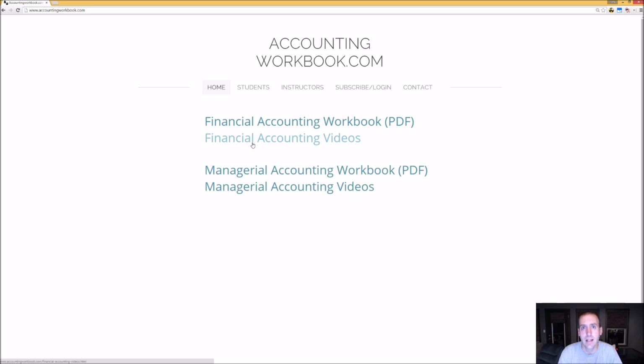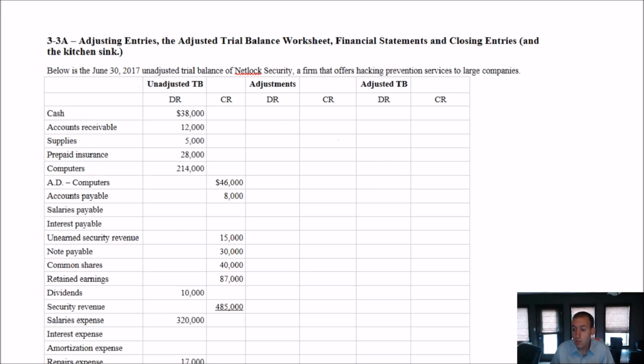All right, let's begin our problem. Let's go through problem 3-3A. This will certainly be a multi-part video. This is a very, very long problem. You can see we're going to do adjusting entries. We're going to prepare an adjusted trial balance, complete the adjusted trial balance worksheet, do financial statements, and do closing entries and the kitchen sink. We're doing just about everything. So much is going on in this question.